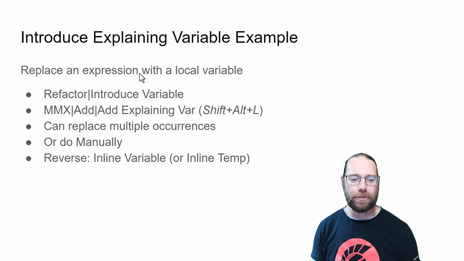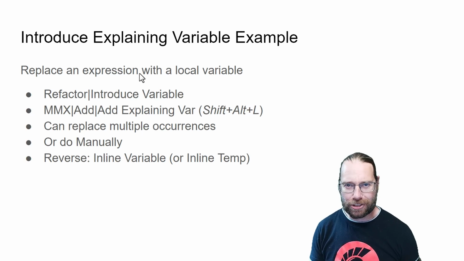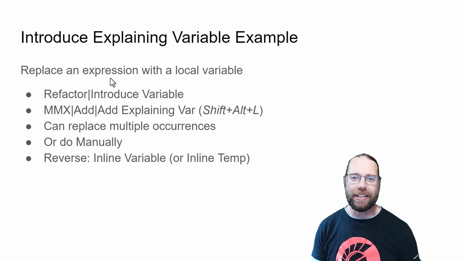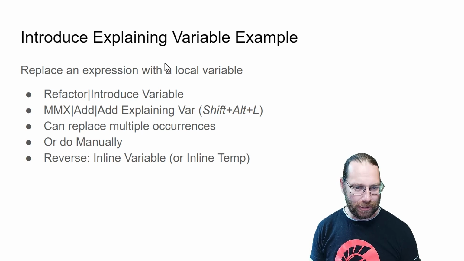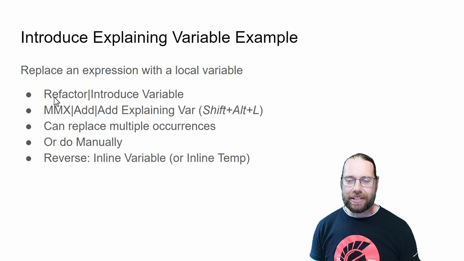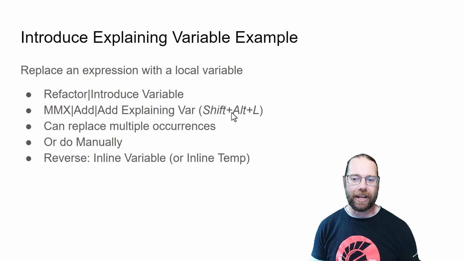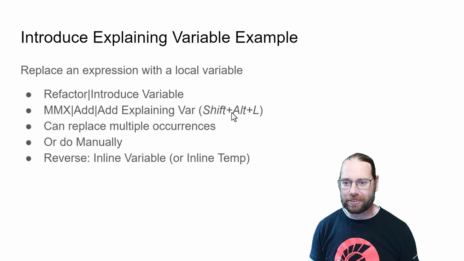it could be part of a mathematical calculation or something like that, and you can break it down into some component parts, and you might do one or more explaining variables. Quite often it's more, because simple expressions often don't need them. In Delphi, we've got the refactor menu and then introduce explaining variable, and in Model Maker Code Explorer, it's from the MMX menu, add explaining variable, and the shortcut Shift-Alt-L or Alt-Shift-L if you prefer.